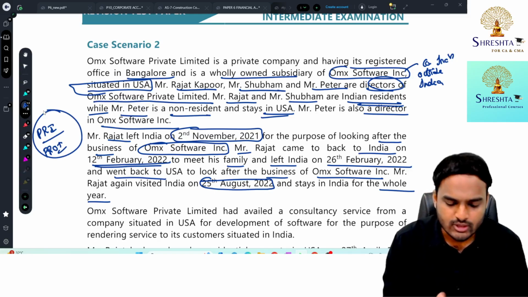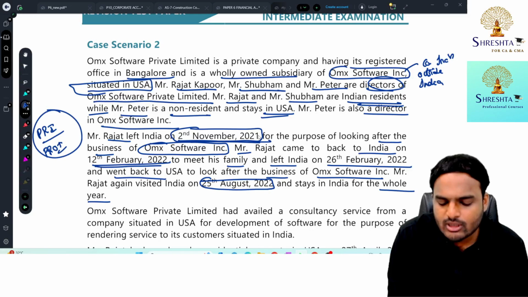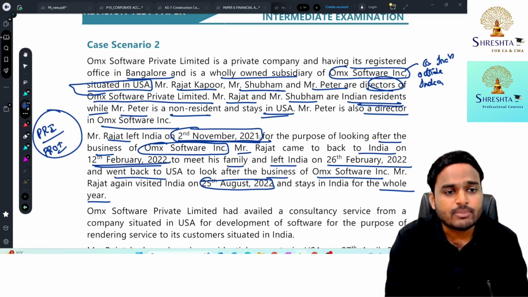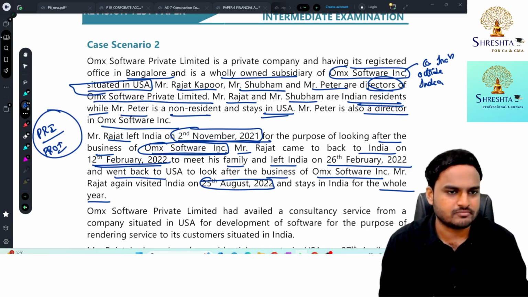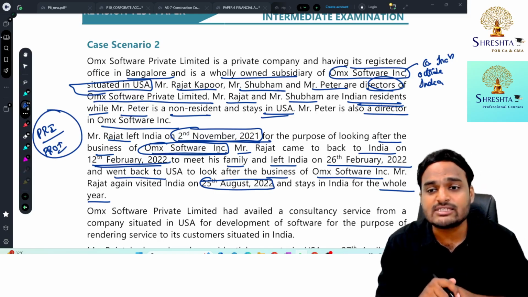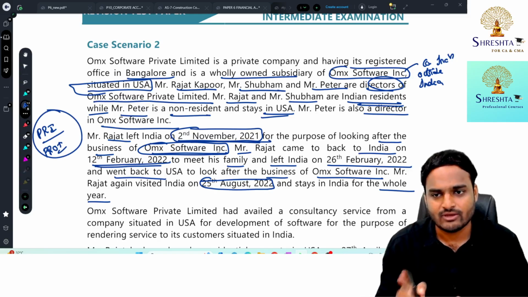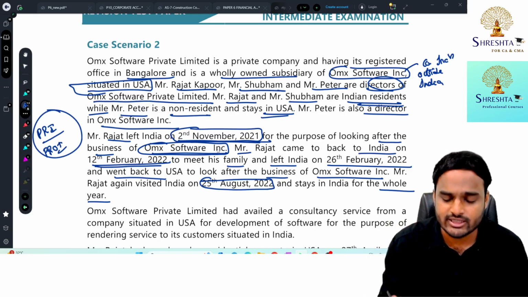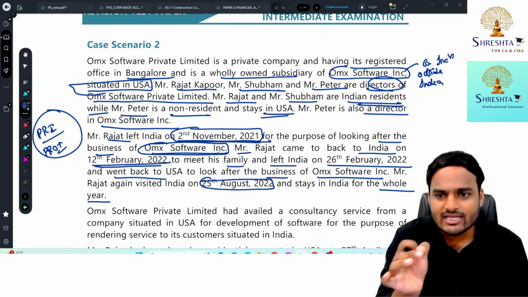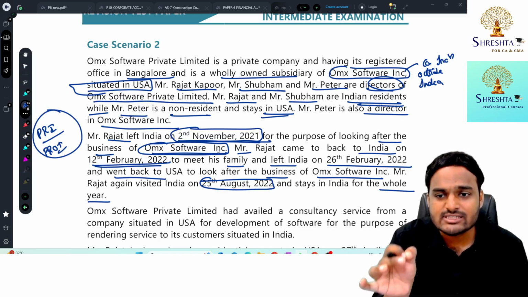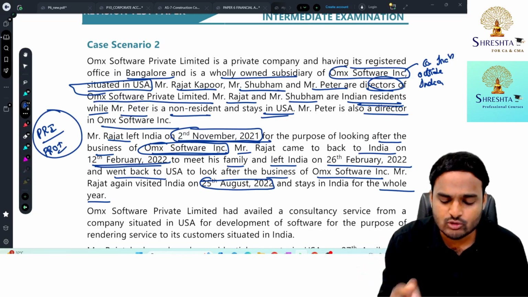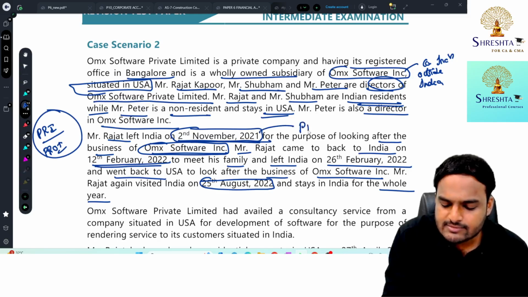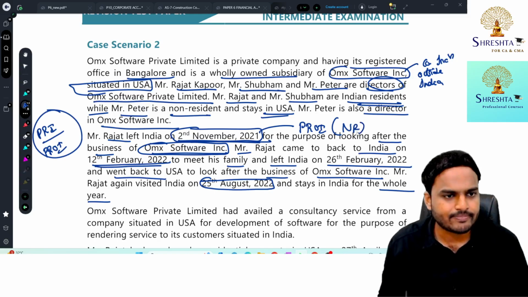Understood? So Rajat left India on 2nd November 2021 for the purpose of looking after the business of OMX Software Incorporation. So for carrying on business activities outside India, the moment he left India, with effect from 2nd November 2021, he is considered as a person resident outside India, simply a non-resident.